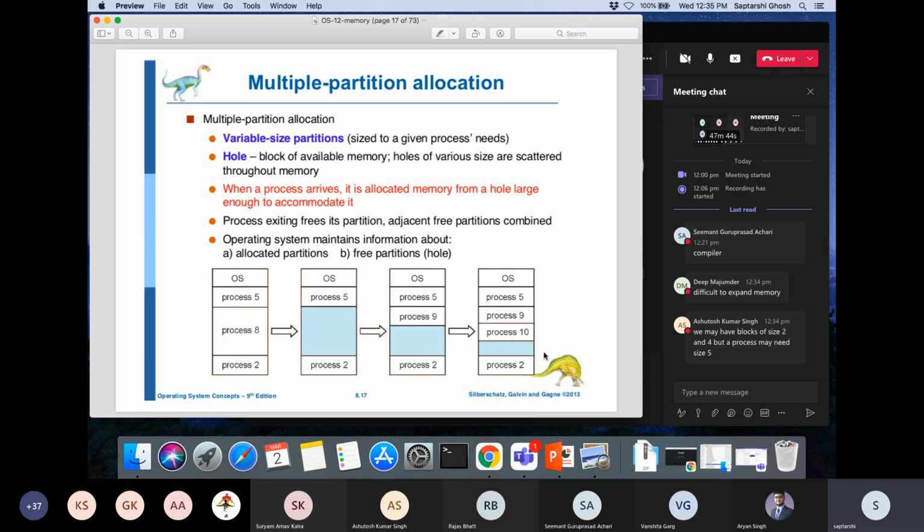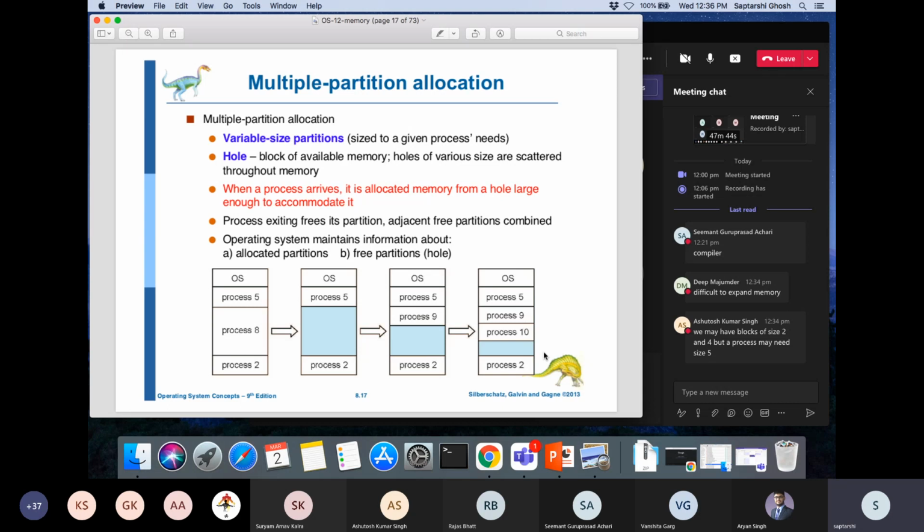So even if there is enough memory to accommodate a process, we may not be able to give the process that memory because it's not contiguous. That was the point which Ashutosh made. Good. Deep has a separate answer, which is also very important.